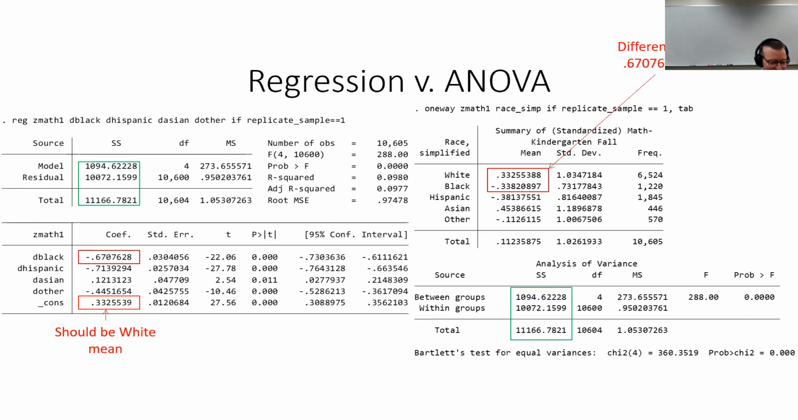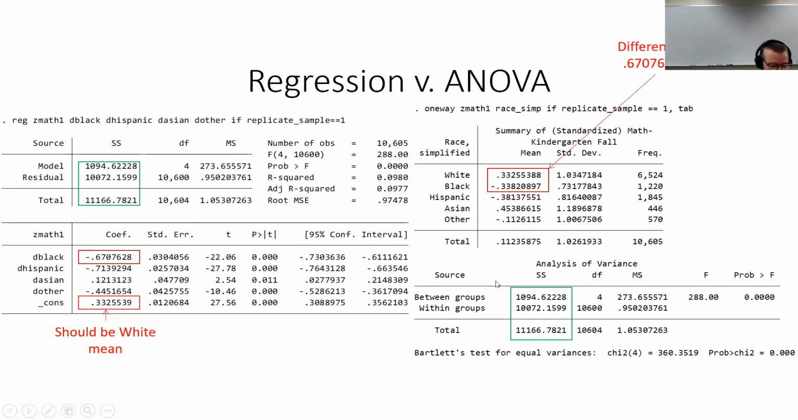Let's keep going here with this comparison. Here I've highlighted in green the information about sums of squares. These are the error sum of squares and the total sum of squares down at the bottom. Those are exactly the same. Explained sum of squares, 1094, 1094. Residual or error sum of squares, exactly the same numbers, right?